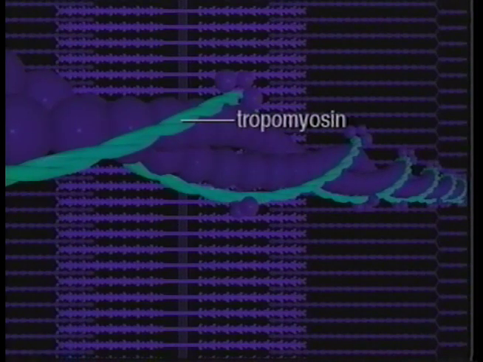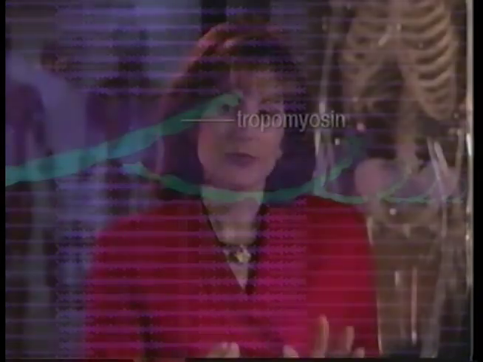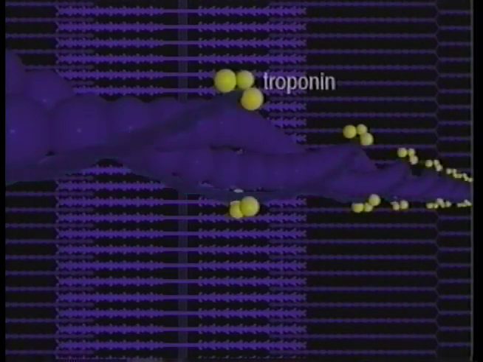Tropomyosin molecules are positioned so that each covers 7 active sites along an F-actin strand. The position of tropomyosin in a resting muscle fiber prevents interactions between proteins of the thick and thin filaments. Midway along the length of each tropomyosin molecule is a molecule of troponin. Troponin has 3 globular subunits.